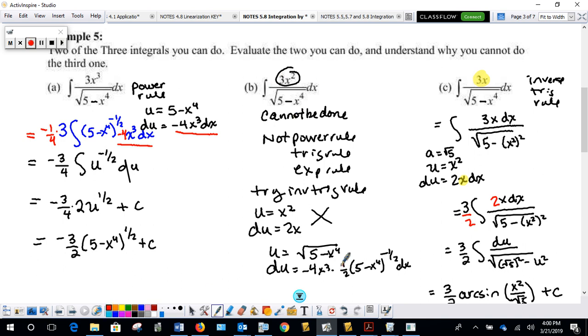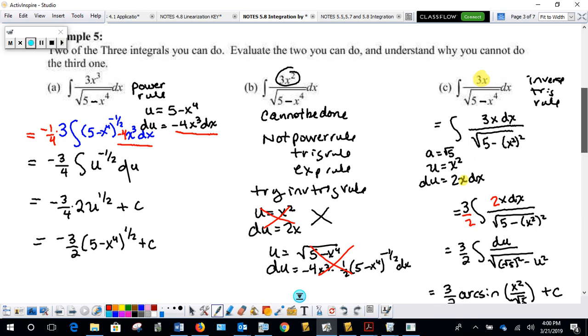So as you try some of these, you'll see that they don't work. The power rule is not going to work because when I do this, I don't have the correct negative 4x cubed. I don't have an x cubed up here. So no matter what I try for this one, the u substitution does not work.